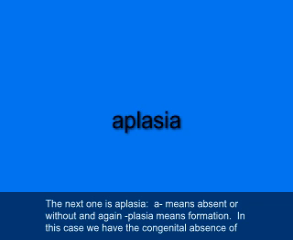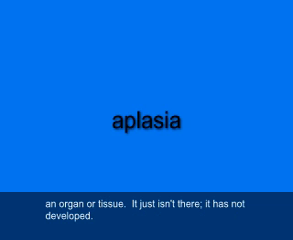The next one is aplasia. A means absent or without, and again, plasia means formation. In this case, we have the congenital absence of an organ or tissue. It just isn't there. It has not developed.